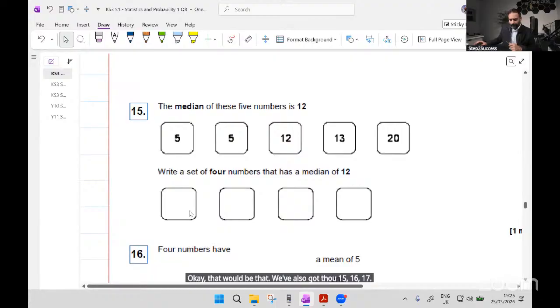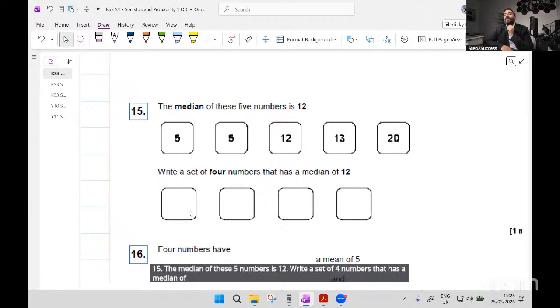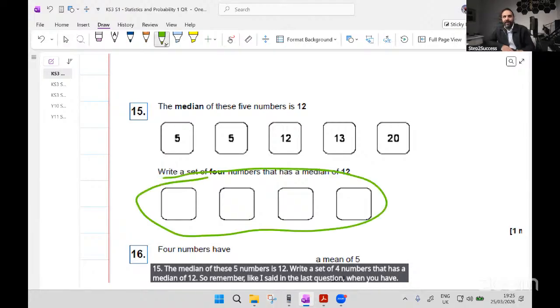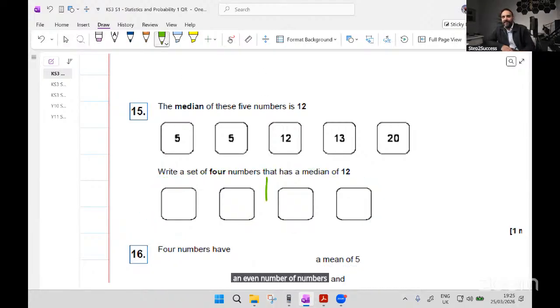15. The median of these five numbers is 12. Write a set of four numbers that has a median of 12. So remember, like I said in the last question, when you have an even number of numbers, the median has to be in the middle of these two numbers.